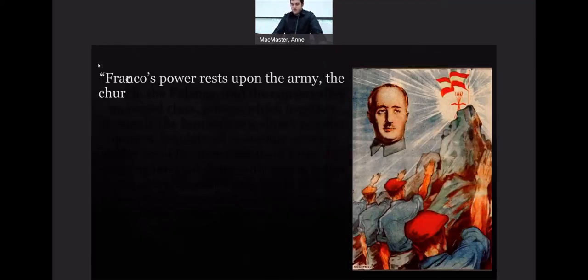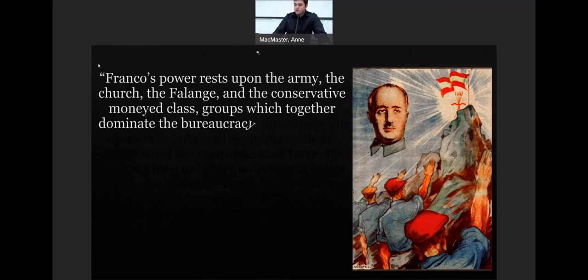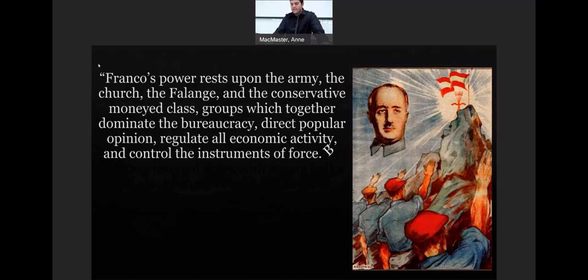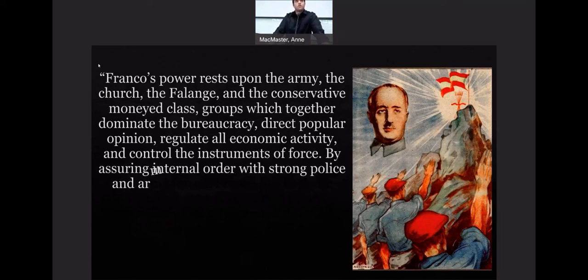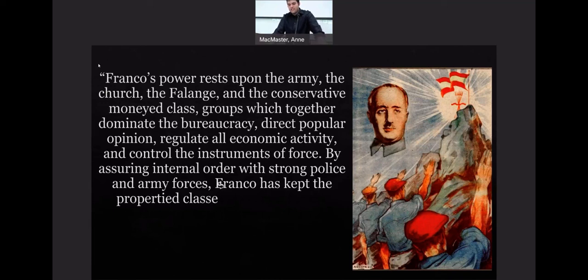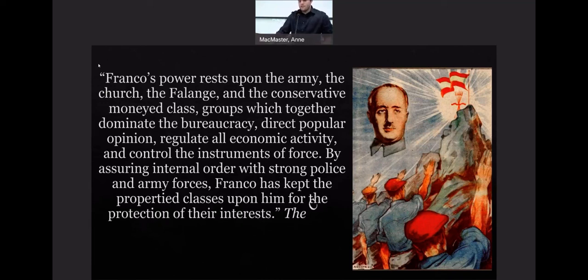Franco's power rests upon the army, the church, the phalange, and the conservative moneyed classes, groups which together dominate the bureaucracy, direct popular opinion, regulate all economic activity, and control the instruments of force. By assuring internal order with strong police and army forces, Franco has kept the property classes upon him for the protection of their interests.